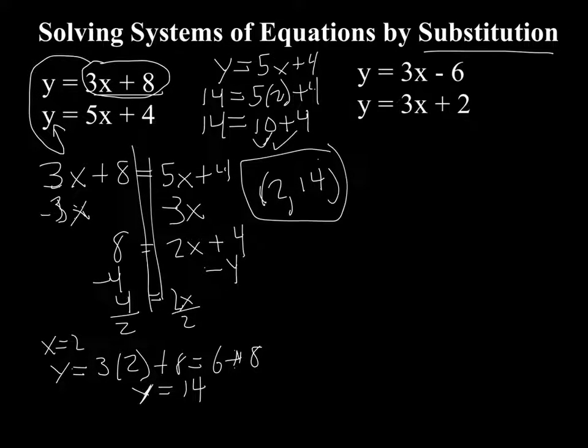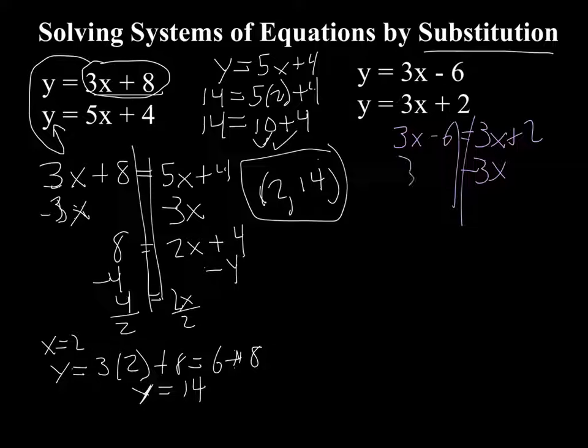All right, now let's look at this second system of equations here. We have 3x minus 6 and 3x plus 2. So we set those two equal: 3x minus 6 equals 3x plus 2. Now I'm going to subtract 3x from both sides because I'm solving for x. I get negative 6 is equal to 2. It cancels on both sides.